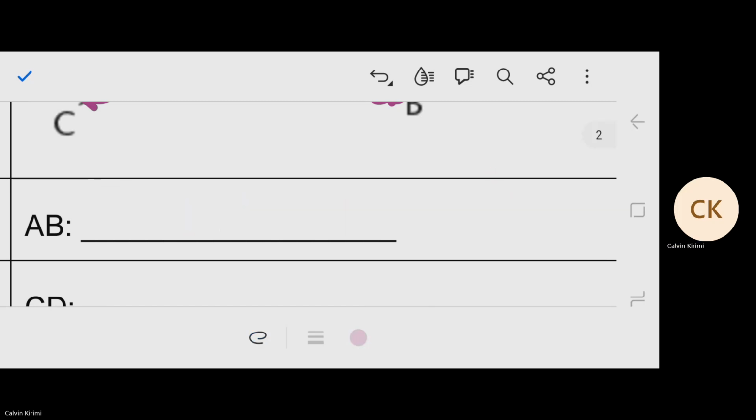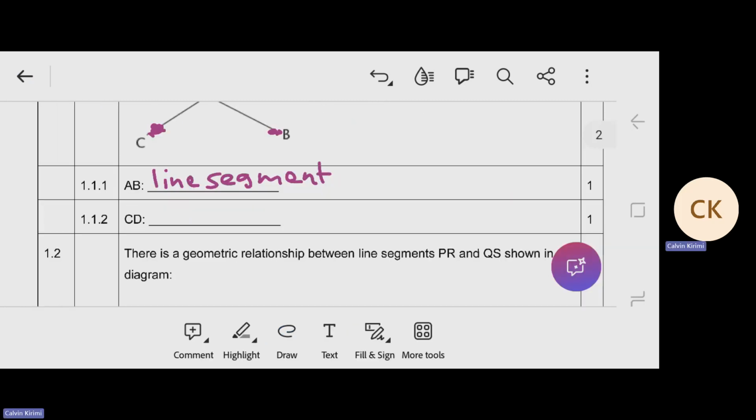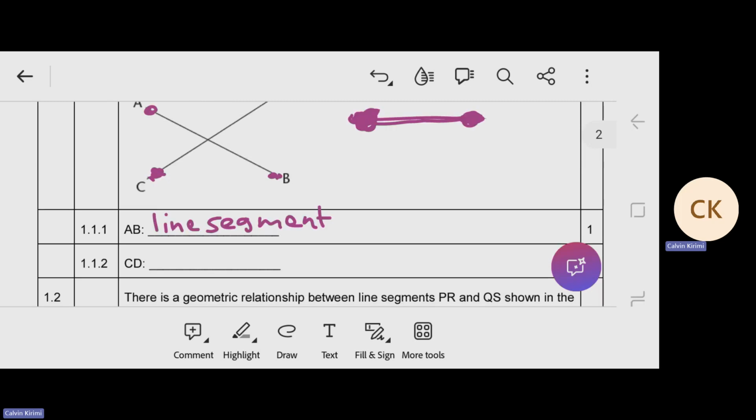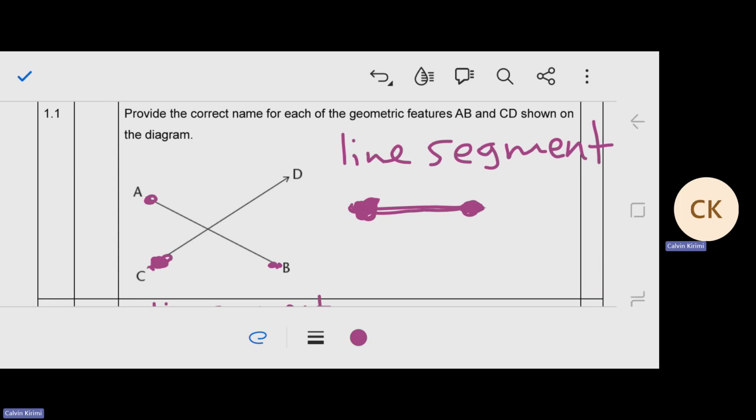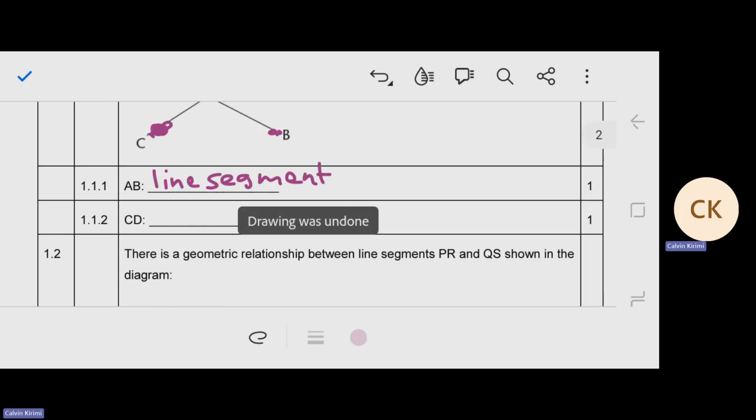Then CD, it's a ray because we explained it. The ray has a definite starting point. You know where it's starting from, but where it's ending, we don't know. That's why it's ending with an arrow. Whenever you see an arrow, you don't know where it's ending. So definitely you know that that's a ray. So that one we call a ray.